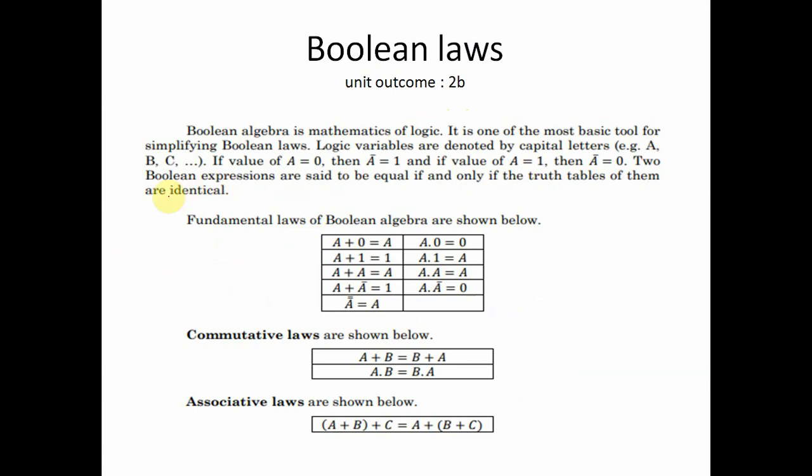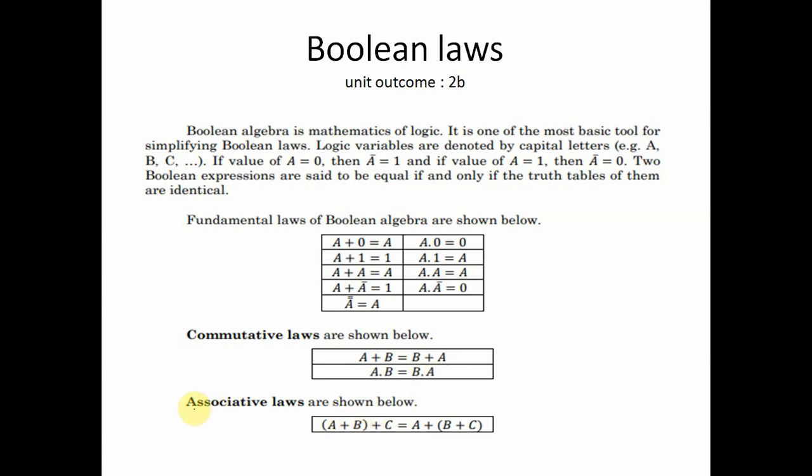Now the second law is the commutative law. Commutative law is related to the sequence. If we change the sequence, then the answer is the same. Here the first is the ORing law: A plus B is equal to B plus A. Here the sequence of logic variables changes, but the right hand side and left hand side are the same. Now A dot B is equal to B dot A. Here also the sequence of the logic variables is changing.